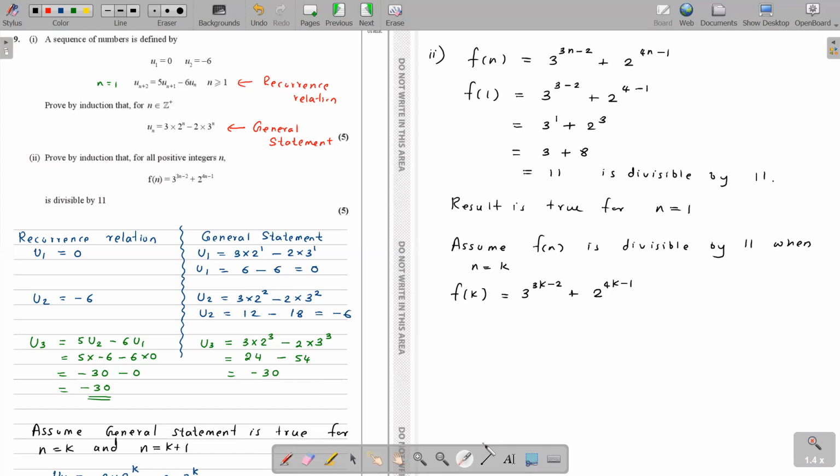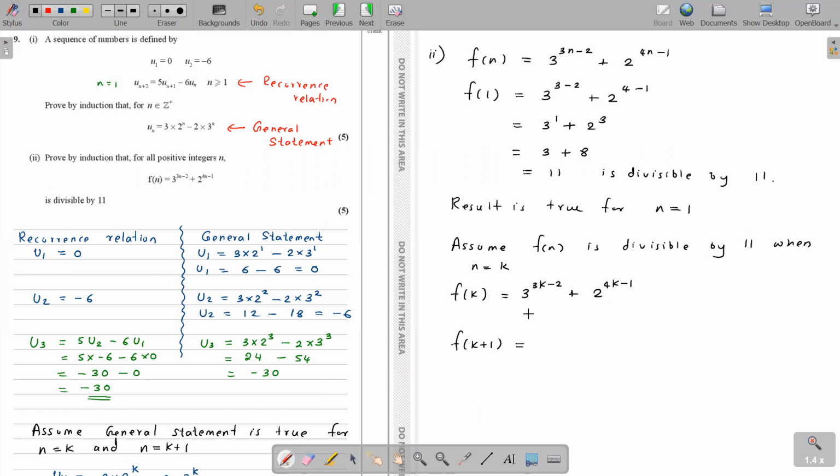Okay, now what do we need to do? Now we go for the k plus 1th term. We need to show that the k plus 1th term is divisible by 11. Basically, if you can take a factor of 11 out, then it's correct. So for f of k plus 1, you can directly replace the n with k plus 1. If we can take 11 out, then we are done, because I want to show that the k plus 1 term is divisible by 11.